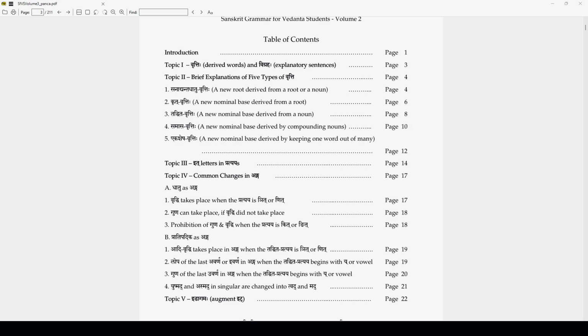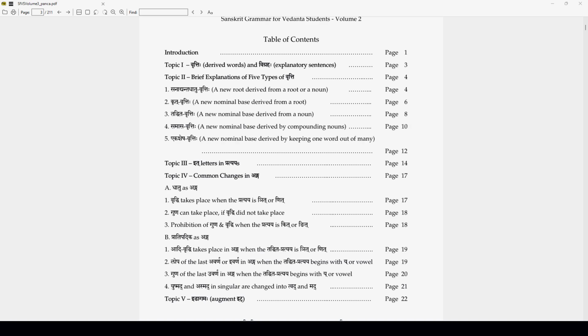Examples: Mata cha Pita cha. Mata and Pita, both are there. So the resulting word could be Mata Pitarau. That is also valid. When we say Mata Pitarau, it is a samastapadam, Mata and Pita. In that there are two words, but Mata Pitarau is only one word, meaning parents. So in this we hear both the words which were originally there, Mata and Pita. In that case it is samasa vritti.